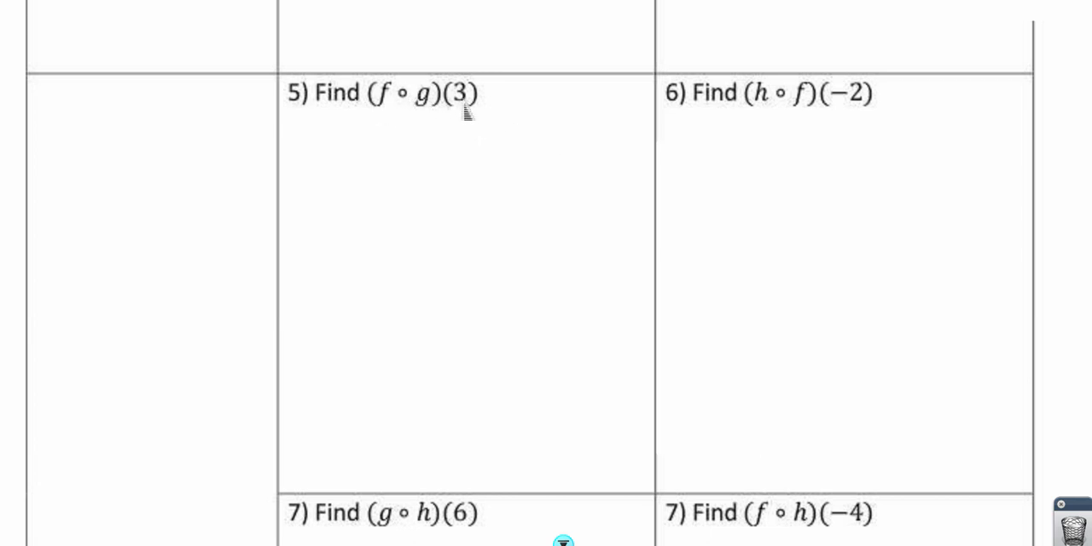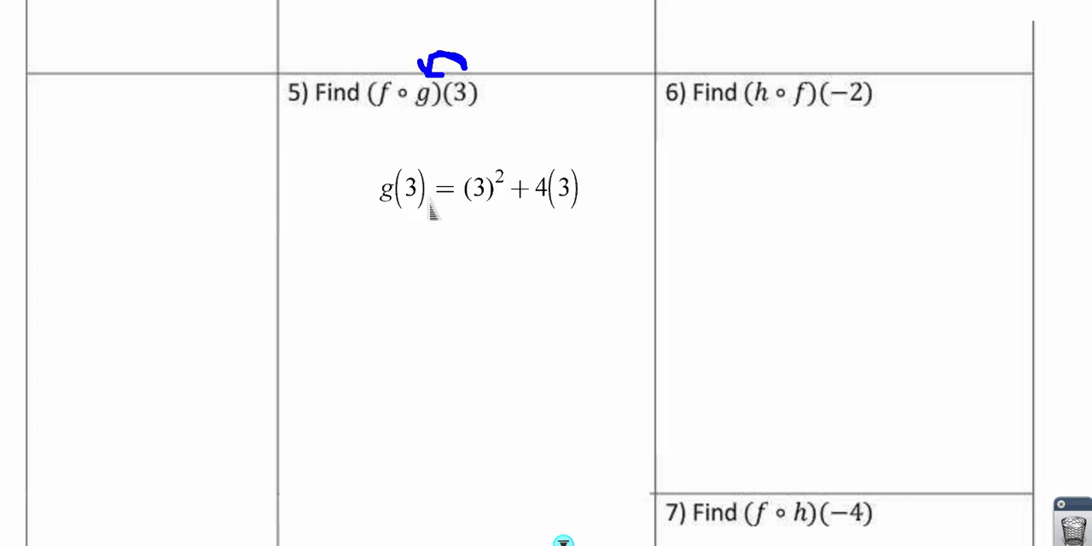Now down here with numbers 5 and 6, it's a little bit different, because now you can see instead of an x, I've got a number that's getting plugged in. We're going to do these problems slightly differently. For this one, I'm finding f of g of 3. When I've got a number, I'm going to work right to left. I'm going to plug 3 into my function g.